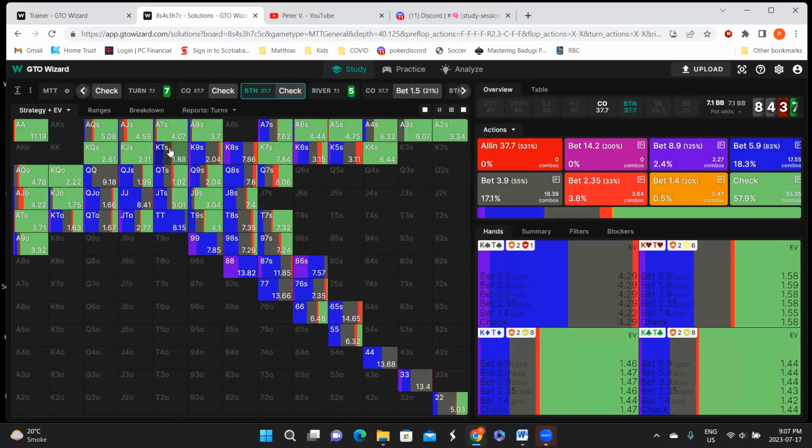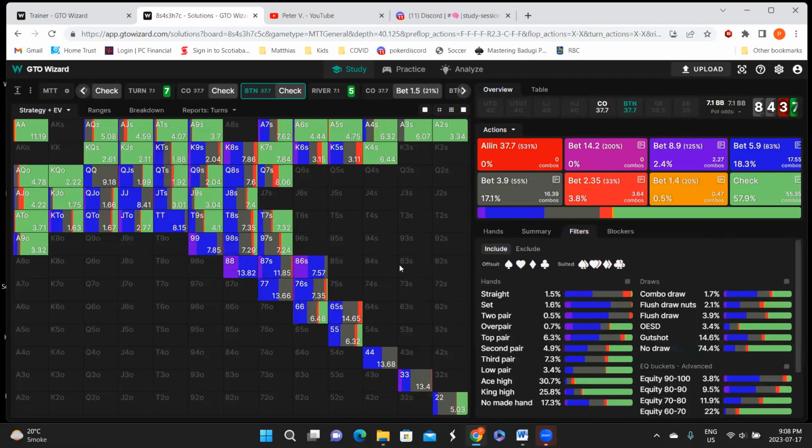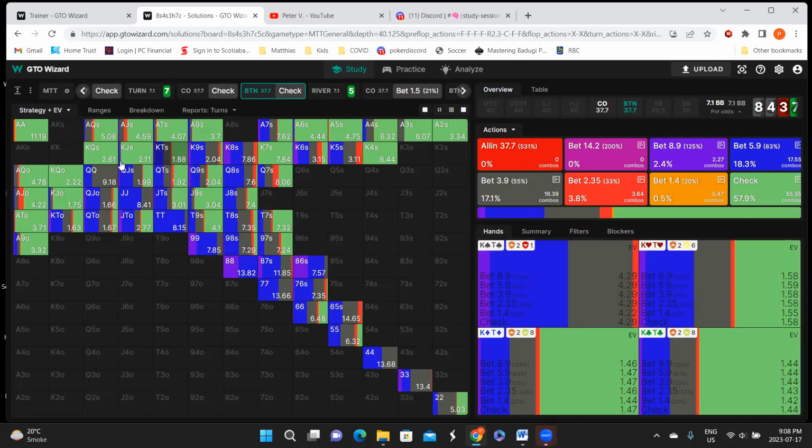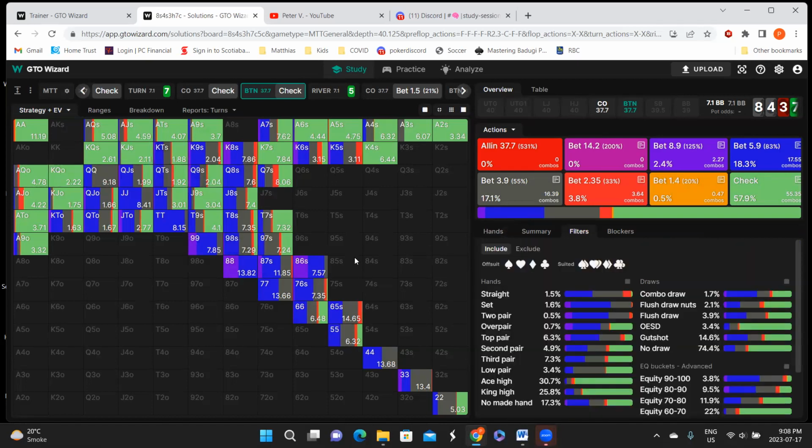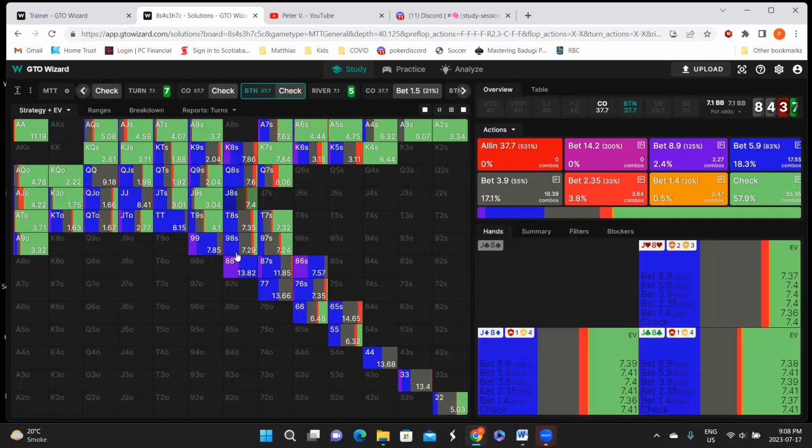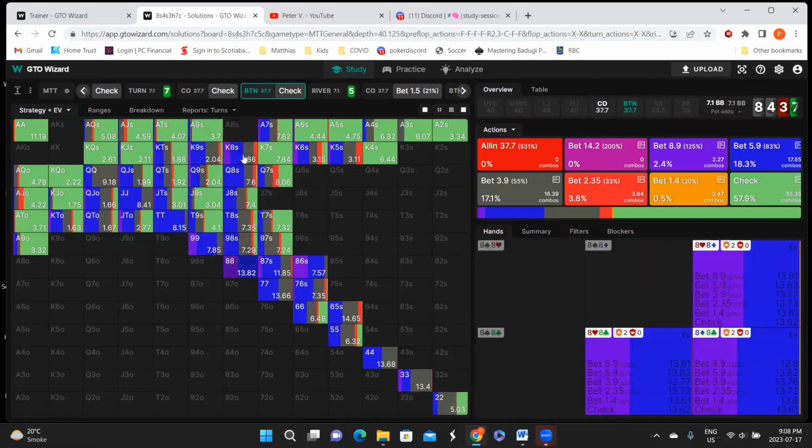Our king 10 now wants to bet a lot. It wanted to check a lot before to try and realize the equity of the backdoor flush. And now it's just 2 overs and it's not really good, so it decides it's gonna bet. We have lots of value. The top pair still gets to go for value.